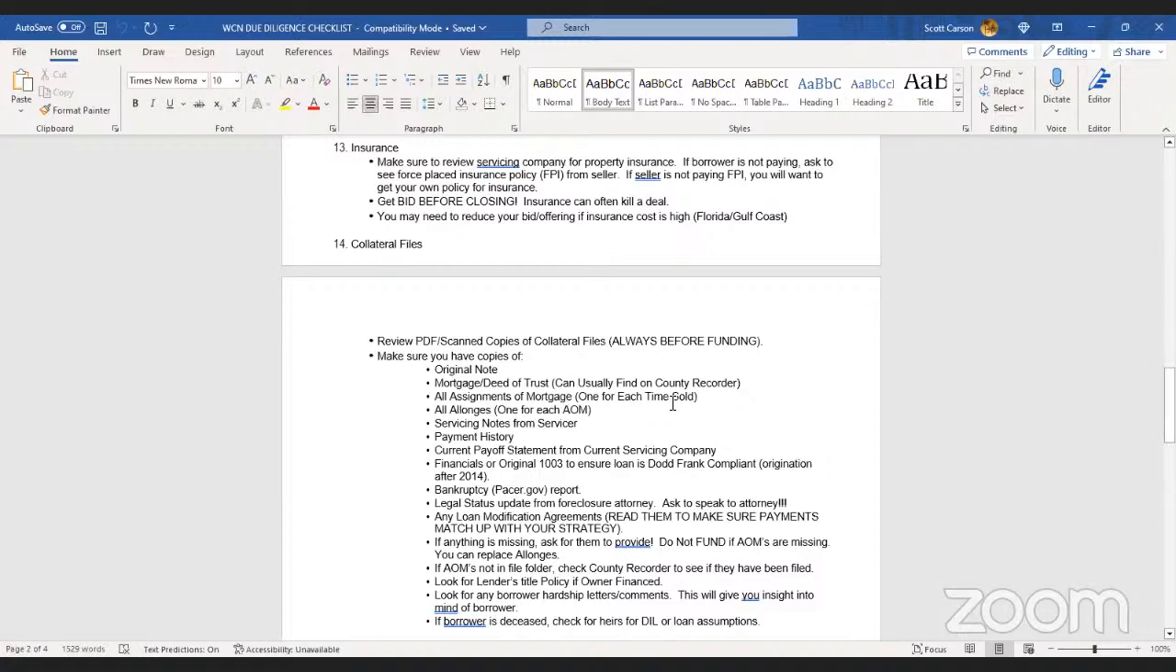Now, if it's recorded, it's pretty easy. You can just go in the records and look at it. And that's one thing you should always do, is look for recorded assignments and make sure they're filed at the county. You need an assignment of mortgage each time the note has been sold. You need an allonge for each AOM.